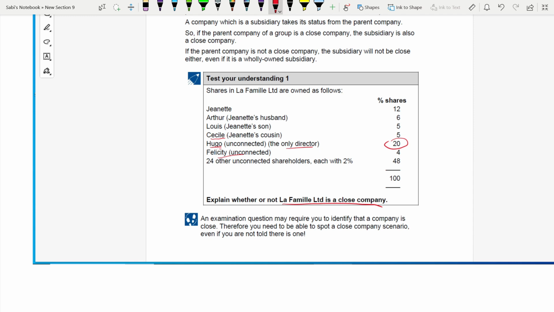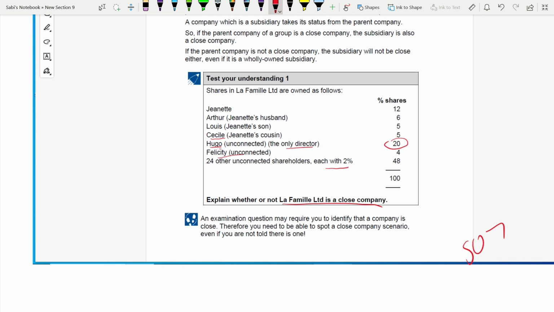Felicity, unconnected, has 4%, and 24 other shareholders each hold 2%. So tell me, if you see, it's just 20%. None of them is having above 50%, right? So the company is not controlled by the director. Hugo is the only director, but Hugo only has 20% of the shares.